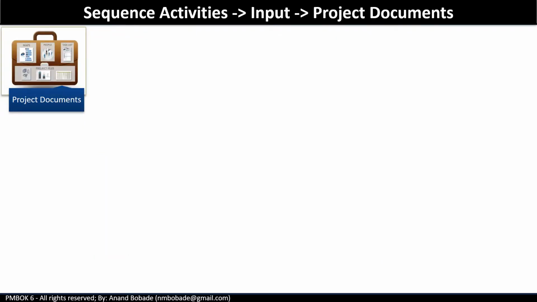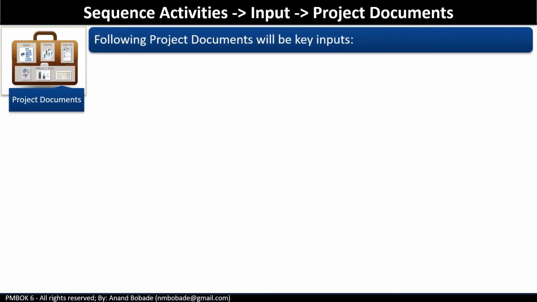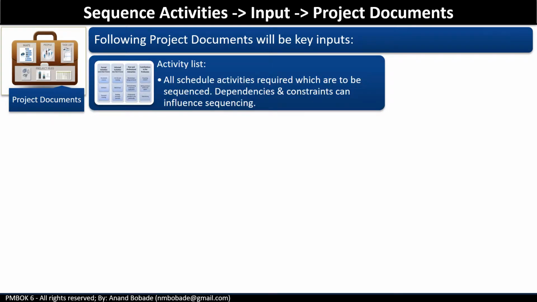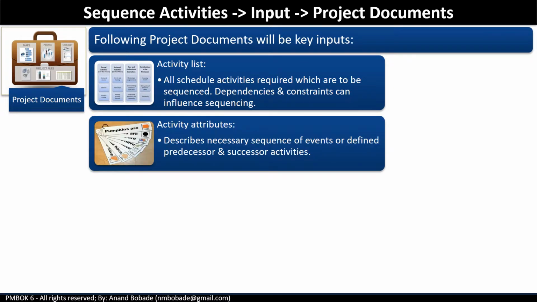Project documents. These are mostly outputs from the previous process, that is define activities. So what are these project documents? We have the activity list. It lists all activities needed for the project. These activities will be sequenced in the current process. Then we have activity attributes. This is additional information about activities. In the previous process, a few attributes were identified. Starting from the current process, more attributes will be identified and documented.